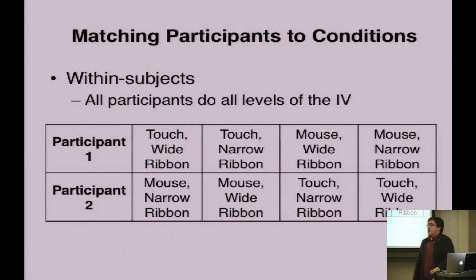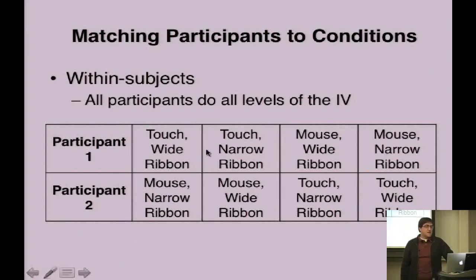So you can do these in a variety of ways. If you don't have a lot of people, but you have a lot of time, you can do something called a within subjects experiment. This is where all participants do all of your conditions. So if I have 4 different combinations, each person does all 4. And this brings up the question earlier about ordering.